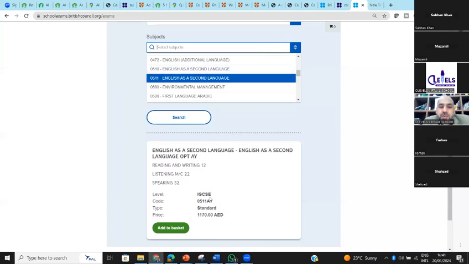AY is for Oman, which will have different codes. But you need to focus on 0510, and this is reading 0510, English as a second language. But it's showing two options, sir, actually.